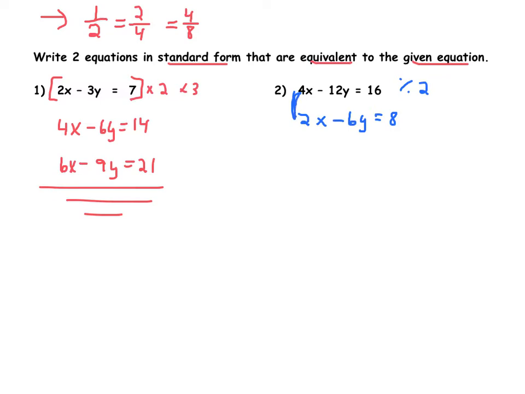Then I can keep going and I can divide by 2 again. So 2x divided by 2 is 1x. Negative 6 divided by 2 is negative 3y. And 8 divided by 2 is 4. So now all three of these are equal to each other. They are equivalent. And we don't use this a lot, but we'll use it later in another unit.